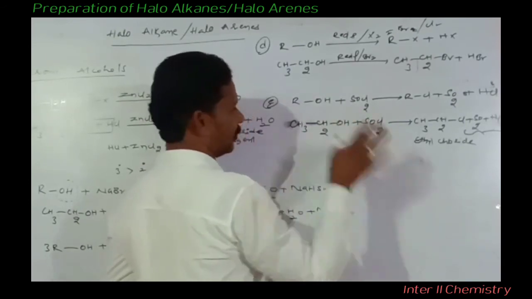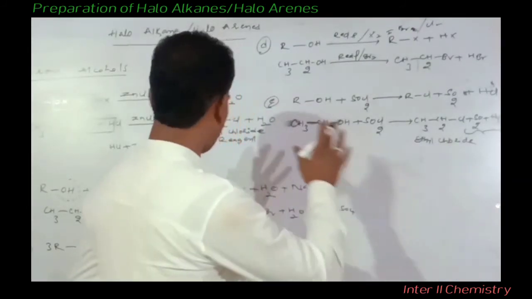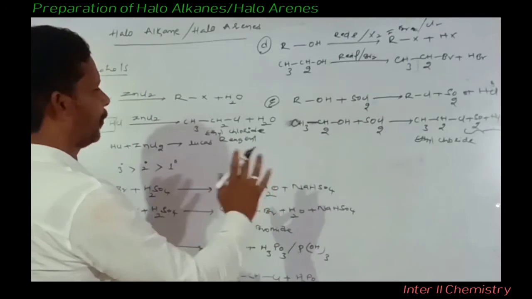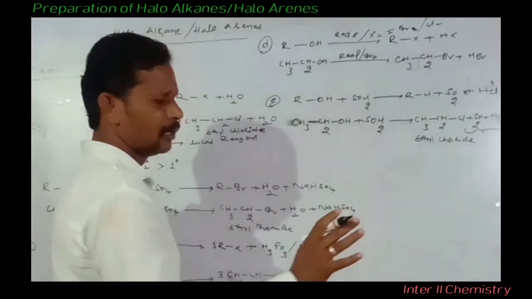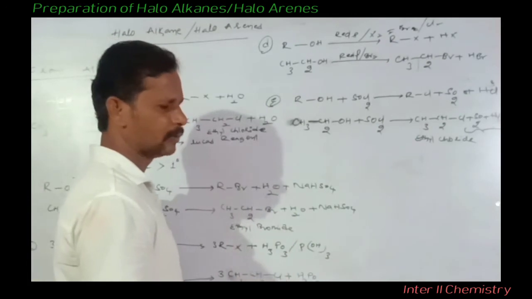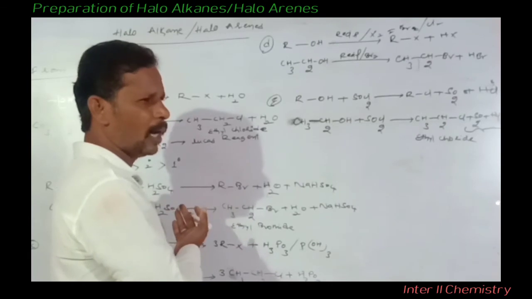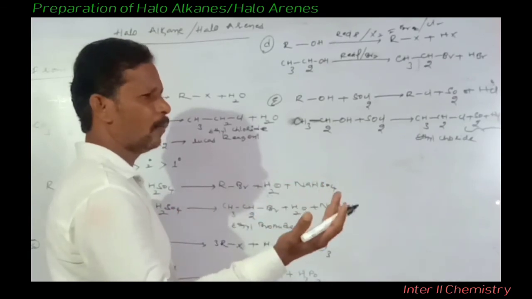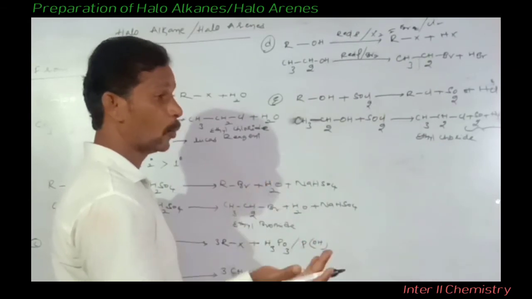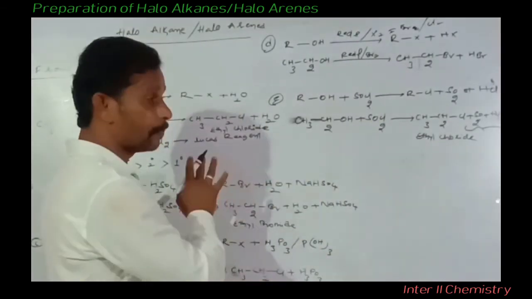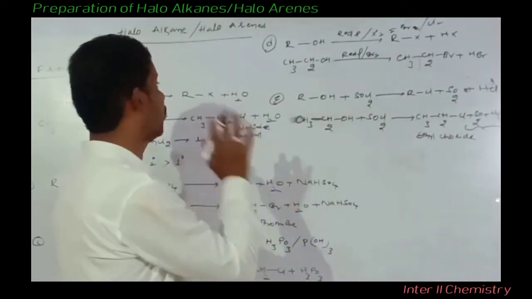But in this method we can't prepare aryl halides. In these reactions we prepare only alkyl halides. Sir, what are alkyl halides? You know that. For example, if you take ethyl alcohol, you get ethyl chloride, ethyl bromide, ethyl iodide. But in this method, we can't prepare aryl halides from alcohol.